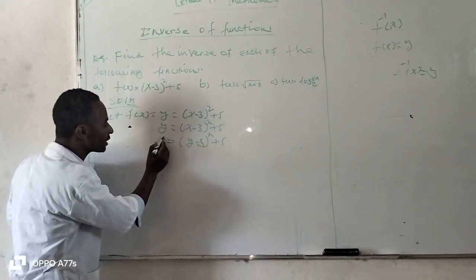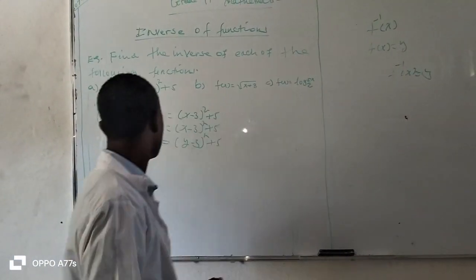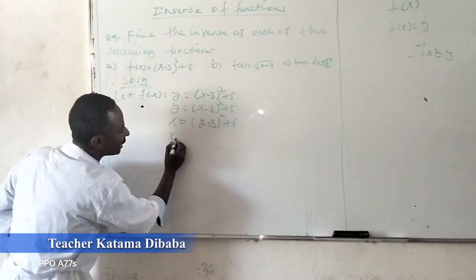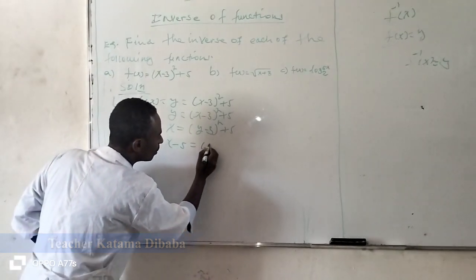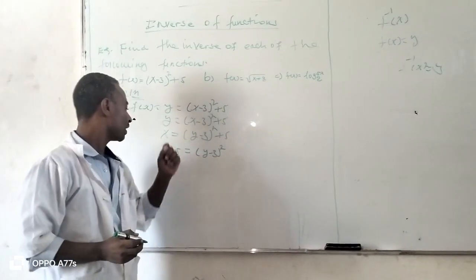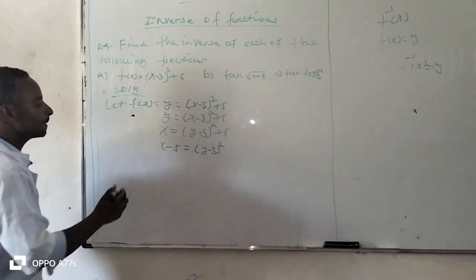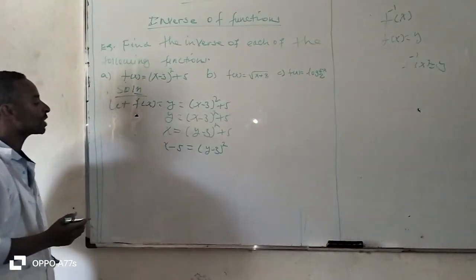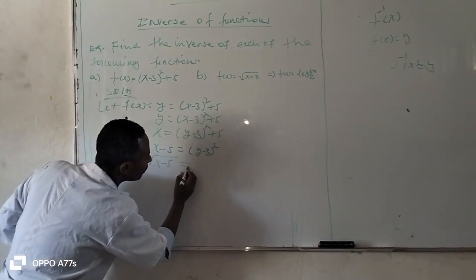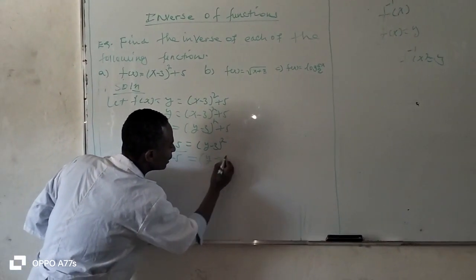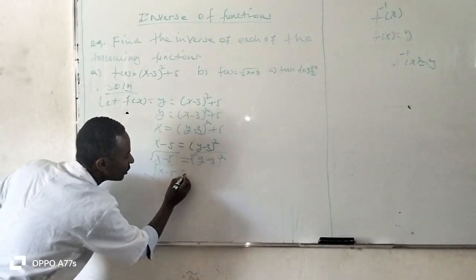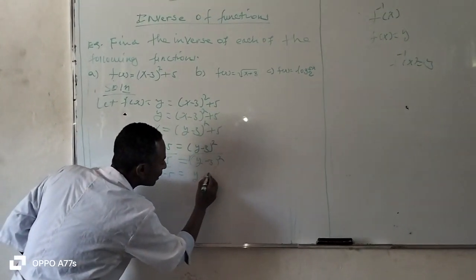After interchanging x and y, we solve for y in terms of x. Now take 5 from this side to this side. That is x minus 5 is equal to (y minus 3) the whole squared. To solve this equation, we can remove the exponent. To remove this square, we put both sides under radical. That is, the square root of x minus 5 is equal to y minus 3.